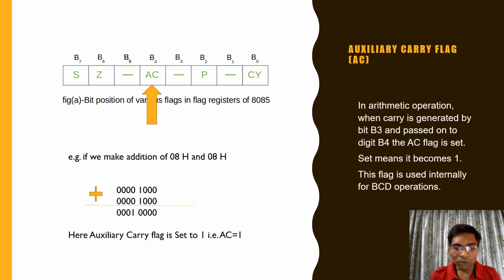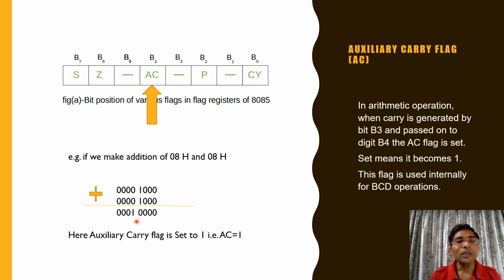Now what is the meaning of bit B3 to B4? Just look at the diagram. Here is bit B3; by looking at the example, this is B0, B1, B2, B3, and this is B4. Here 1 plus 1 is equal to 2, but in binary it is 10. So 1 plus 1 gives 0, and the carry 1 is forwarded to the next bit. So here we can say that a carry is generated from bit B3 to bit B4 position.